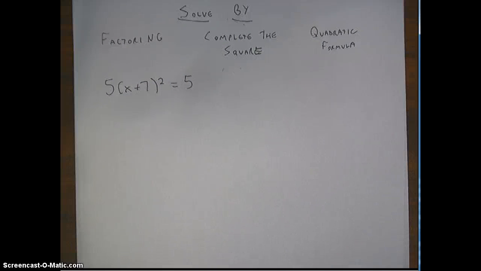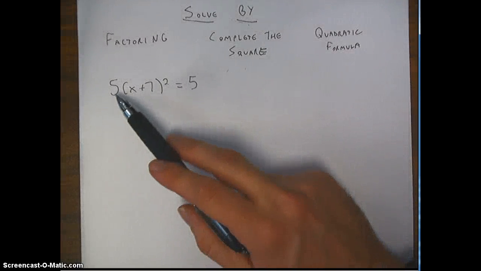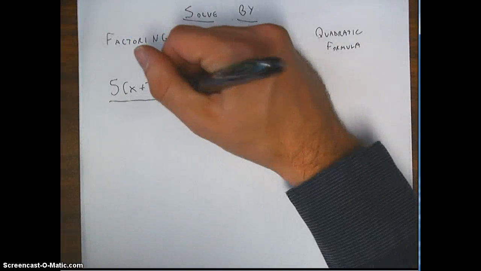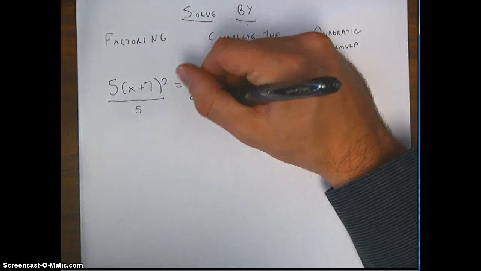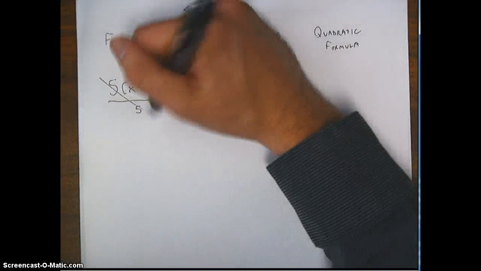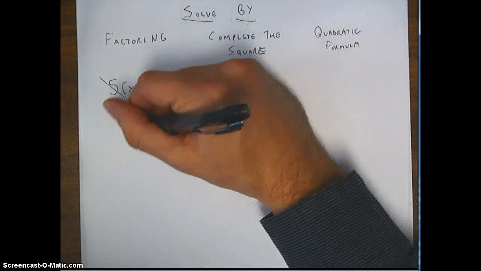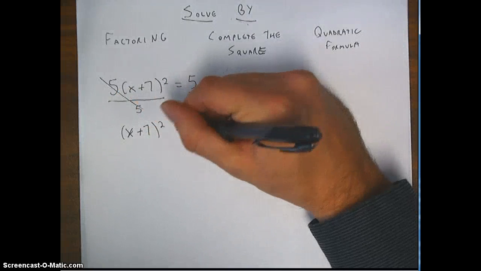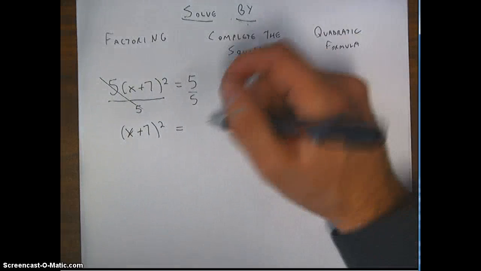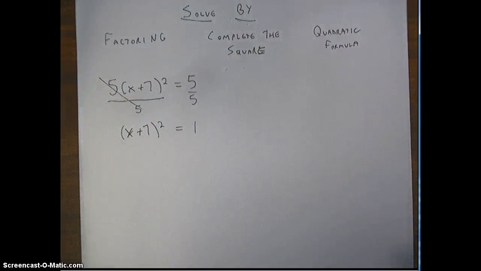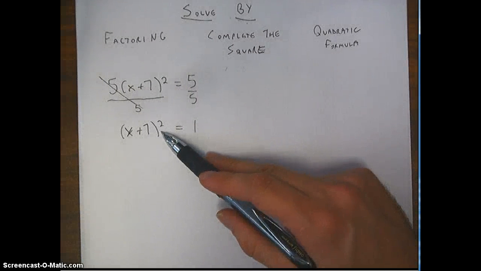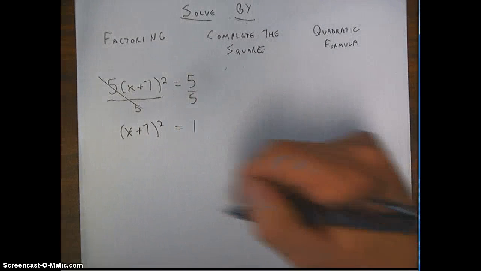And to solve for x here, what we need to do is first get rid of this 5 in front. Divide both sides by 5. When you do that, these 5's cancel out, giving you (x plus 7) squared equals, well, 5 divided by 5, that's just 1. And if I want to get rid of a square, the opposite of an exponent of 2 is to take a square root.